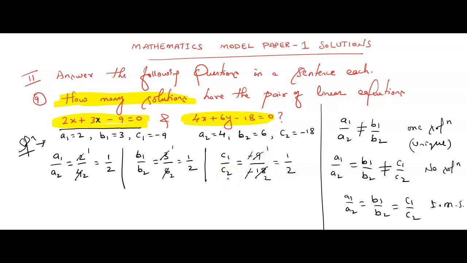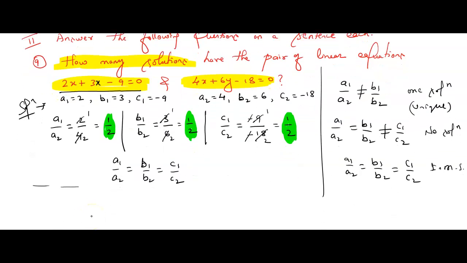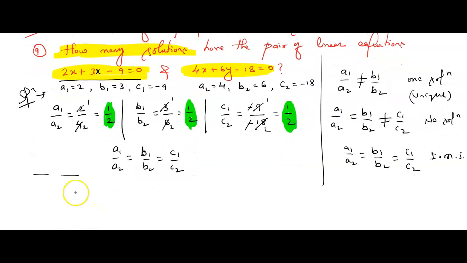Now we can see all the final answers: a1 by a2 value, b1 by b2 value, c1 by c2 value. Can you see this? All these values are equal. Now we can conclude that a1 by a2 is equal to b1 by b2 is equal to c1 by c2. If all the corresponding sides are in the same ratio, what can we conclude? How many solutions does it have?